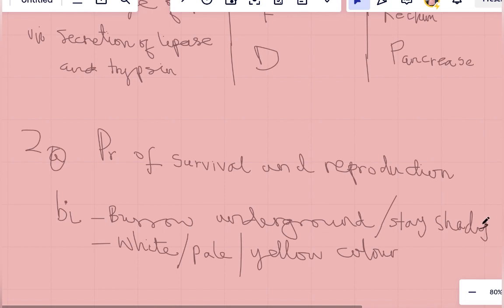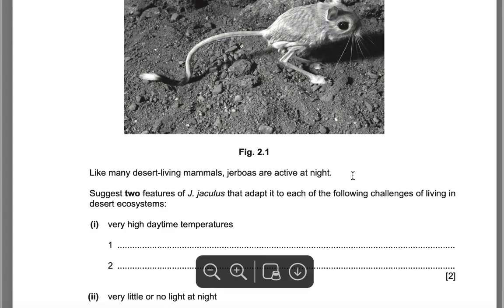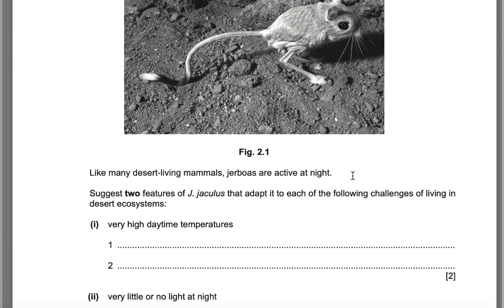Okay, we can just say stay in shades to avoid the space. Okay, so let's see how many marks. If it's 2 marks, I think we're good to go. Yeah, it's 2 marks. But there are many features of adaptivity. They have long tail, short life for. They have 4 in their body to prevent so much heat from getting to their body, and so on and so forth.